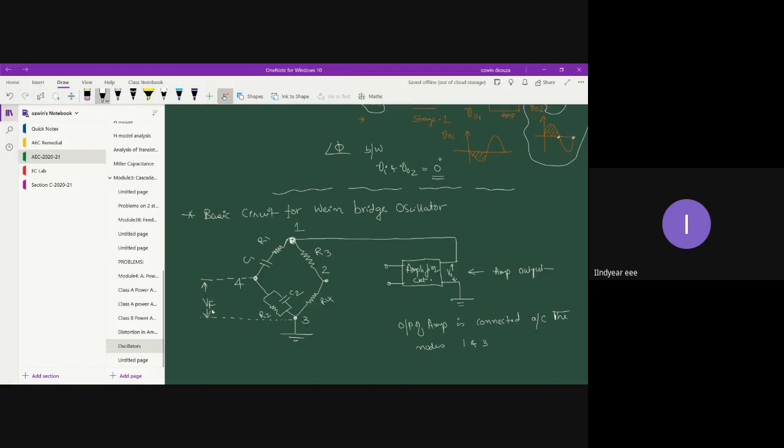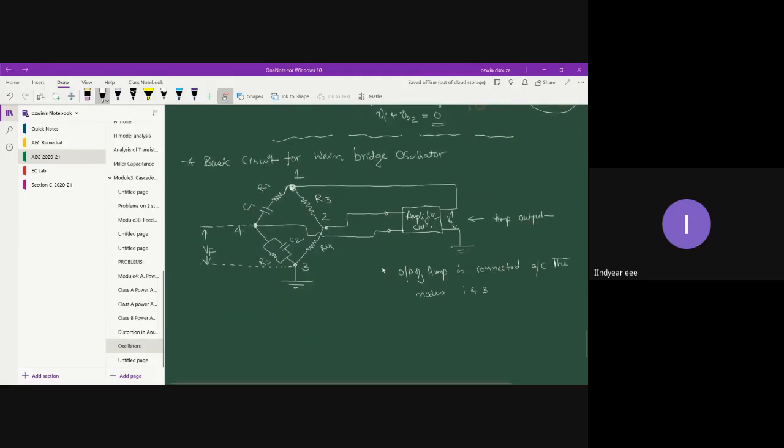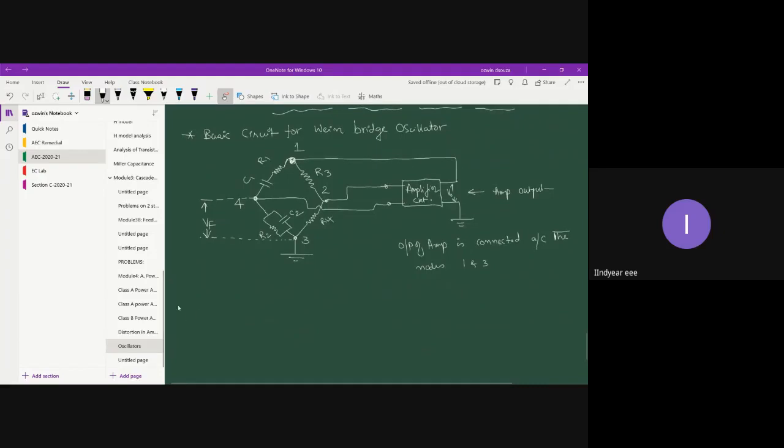This is the fixed nomenclature. You cannot interchange, because that's how the circuit has been built. If you interchange, the oscillator action may not take place. Fine. So node 4 is kept at the lower potential, and node 2 is at the higher potential. So this is the basic circuit of the Wein bridge oscillator. Now let me propose the actual circuit.